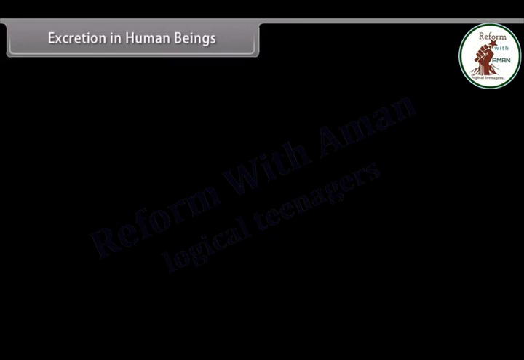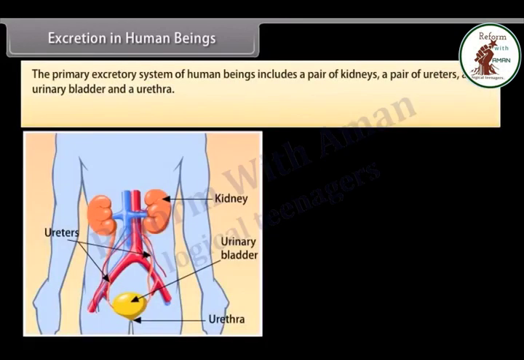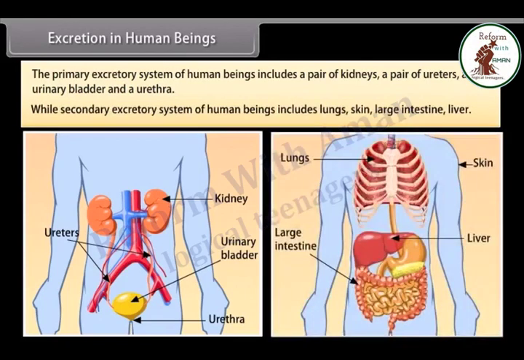Excretion in human beings. The primary excretory system of human beings includes a pair of kidneys, a pair of ureters, a urinary bladder, and a urethra. While the secondary excretory system of human beings includes lungs, skin, large intestine, and liver.